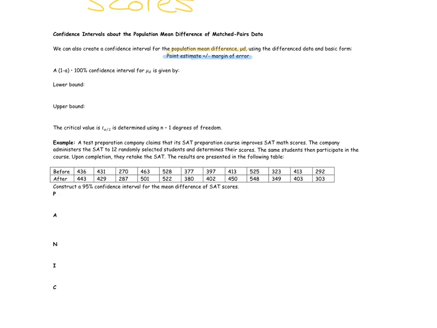So we have that 1 minus alpha 100% confidence interval for mu sub d. So to estimate, this is the parameter we're estimating, is the following. Lower bound and upper bound, I'll write it the same. One time we add, one time we subtract our margin of error. Margin of error is always that critical value times the standard deviation, and so it's still that same format, and we're using n minus 1 degrees of freedom to determine our critical value.